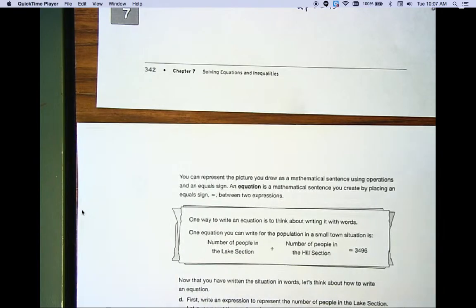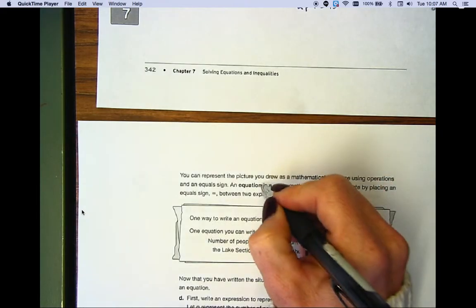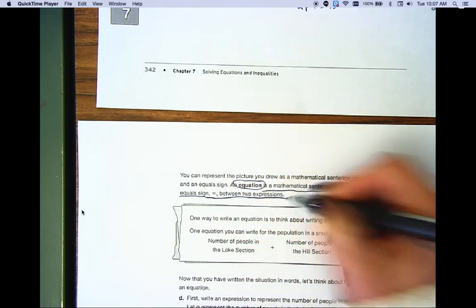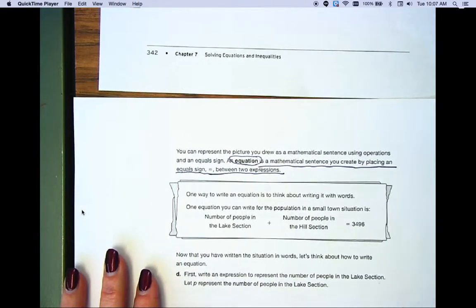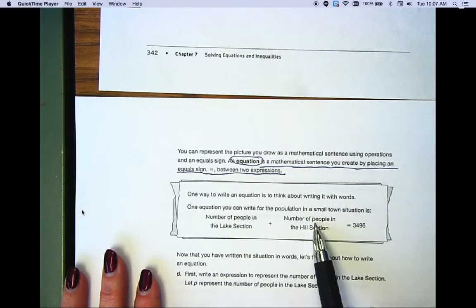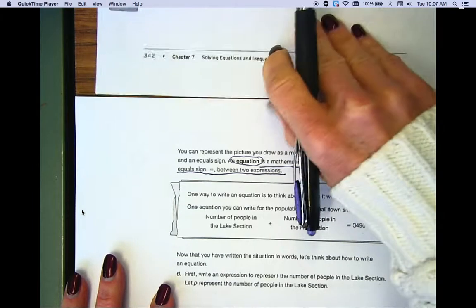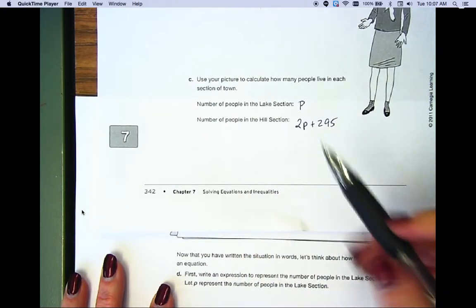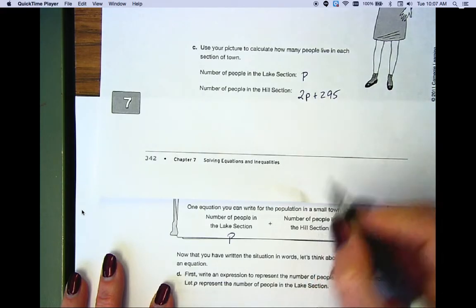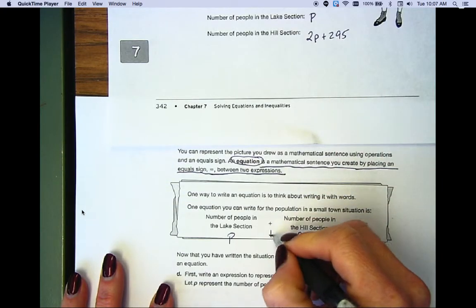We can represent the picture we drew as a mathematical sentence using operations and an equal sign. Remember that an equation is a sentence you create by placing an equal sign between two expressions. One way to write an equation is to think about writing it with words. We could say the people in the lake plus the hill is 3,496. Looking back, the number of people in the lake section was P. In the hill section, we had 2P plus 295. So we add these together.